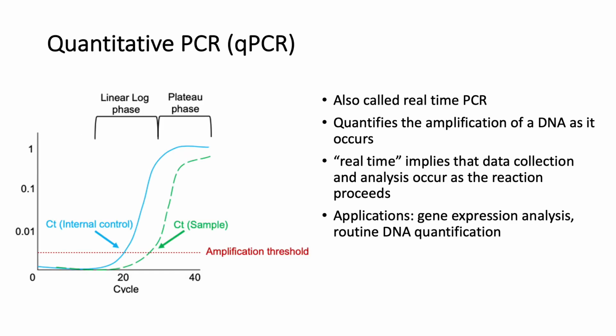Real-time PCR, or quantitative PCR, abbreviated as qPCR, is the technology for the quantification of nucleic acids. This method is a way of quantifying the amplification of a DNA as it occurs, which means that it detects the accumulation of amplicon after each thermal cycle in real time. Real time implies that data collection and analysis occur as the reaction proceeds. The initial concentration of target sequence can be determined by a comparison with the amplification kinetics between the target and an internal control with known copy number.